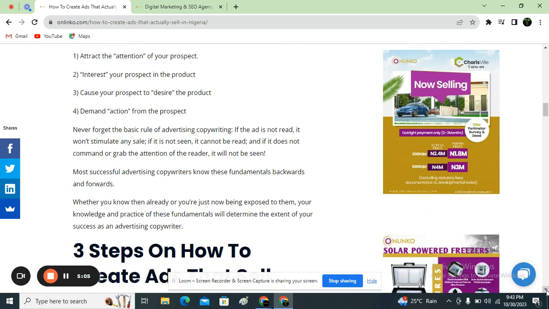Whether you know them already or you are just now being exposed to them, your knowledge and practice of these fundamentals will determine the extent of your success as an advertising copywriter. Now, take note. These are just the first step I want to share with you right now, to give you the insight that what your ad is doing, it needs to attract, interest, cause your prospect to desire, and demand action.